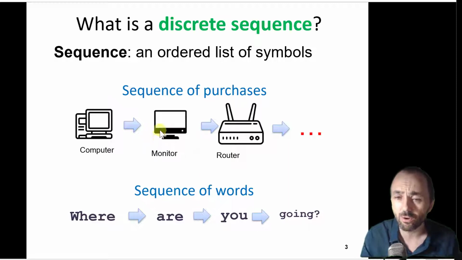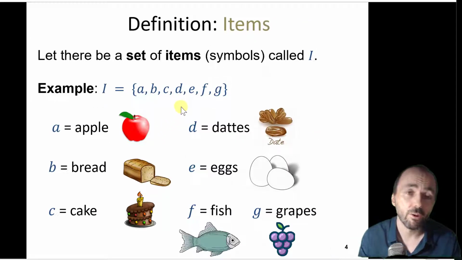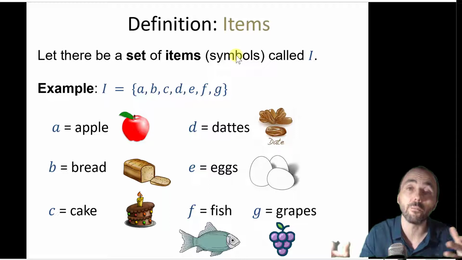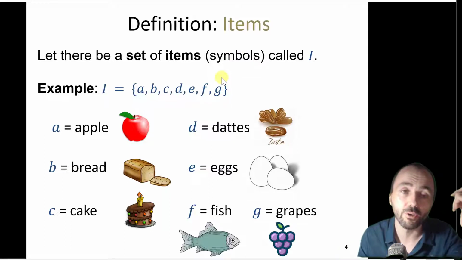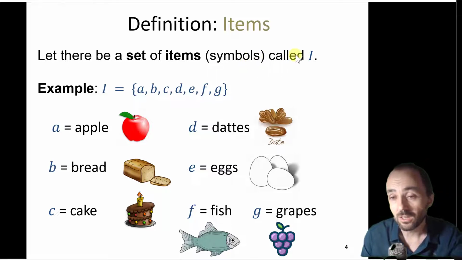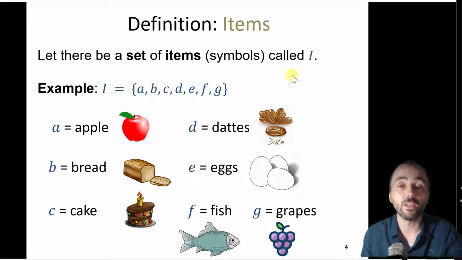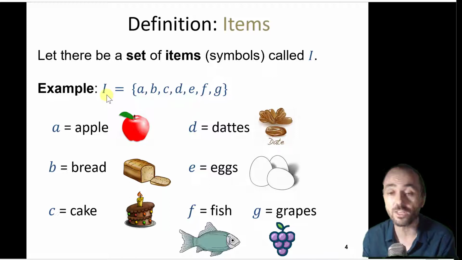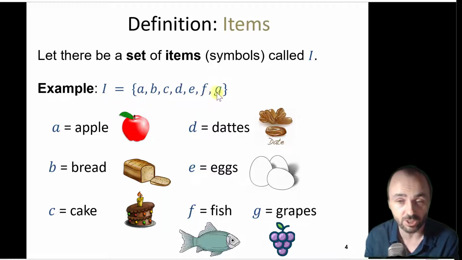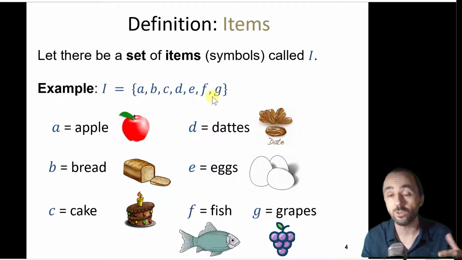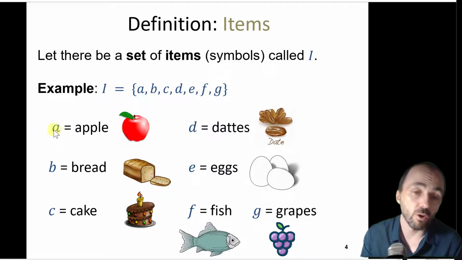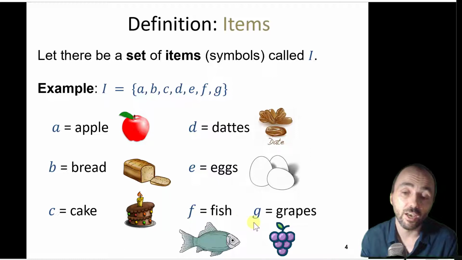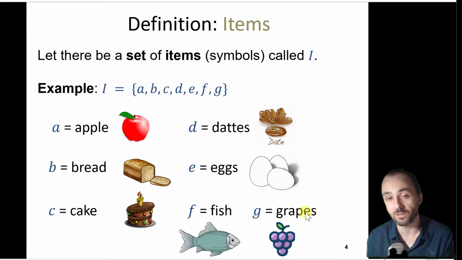Now let me introduce some more definitions. What I will call an item. An item means some symbol or event that will appear in a sequence. Let's continue with the example about shopping. I have a set of items that I will call I, which will be all the items that the customer can buy in a store. For example, here I is A, B, C, D, E, F, G. Those are the different products we can buy in a store. A will be for apple, B for bread, C for cake, D for dates, E for eggs, F for fish, and G for grapes, for example.